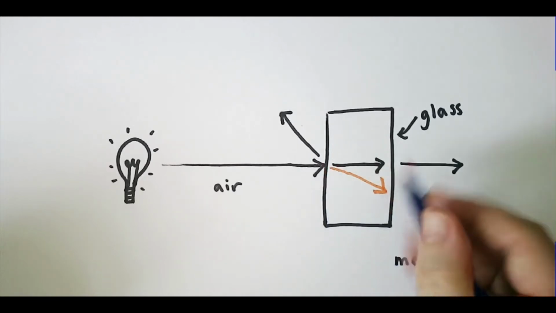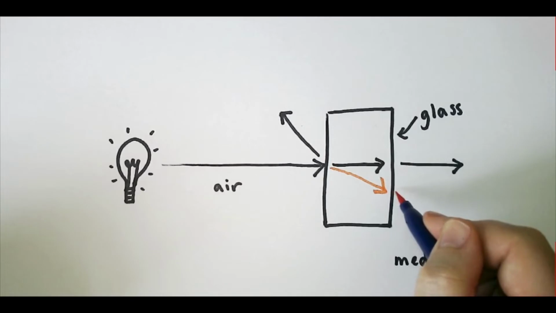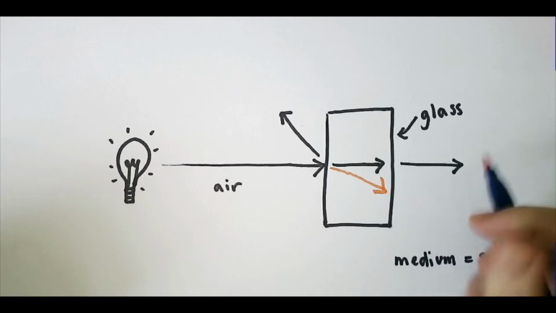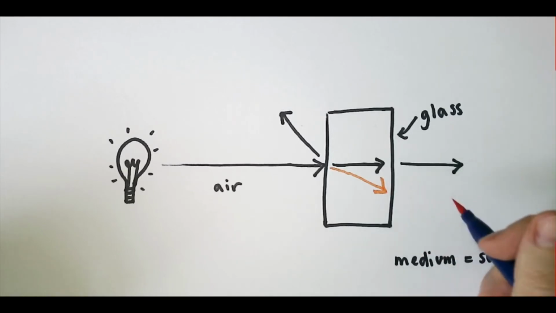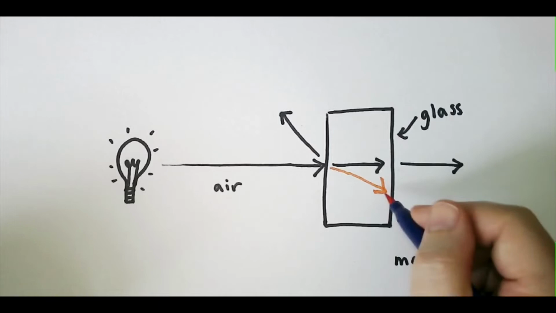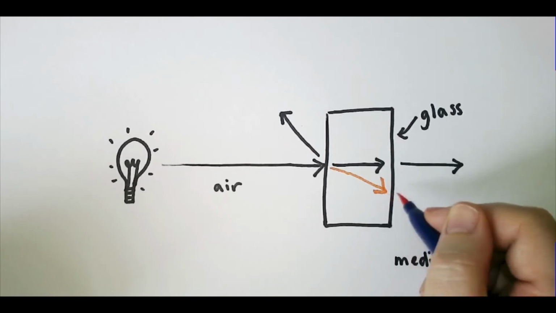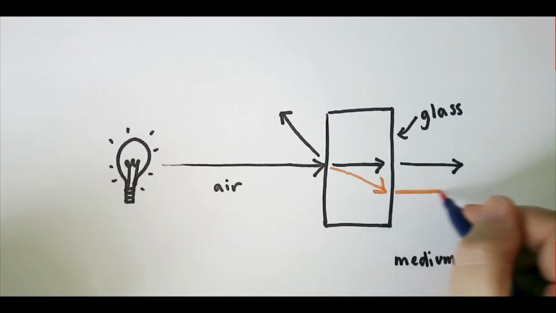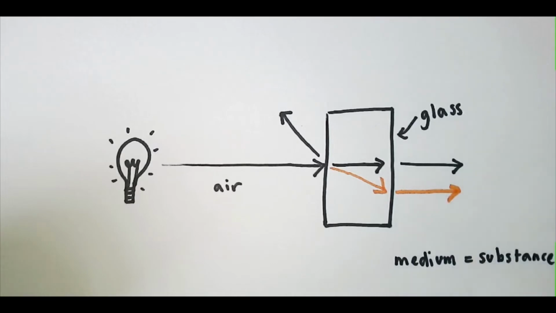When it comes out the other side of the glass block, once again, it's meeting a new medium, this time air again. Air, being much less dense than glass, means that that light wave is going to speed up. So we get another change of direction. And our light wave is actually going to travel something like this. That change in direction is known as refraction.